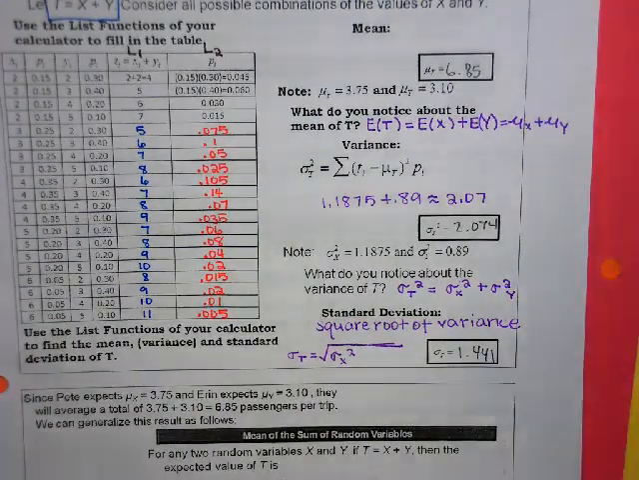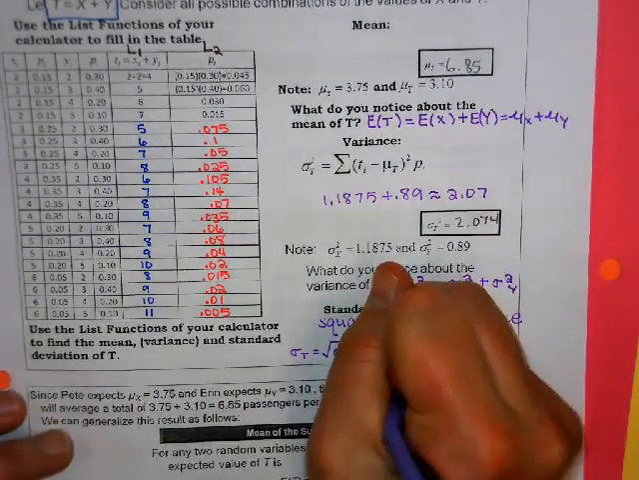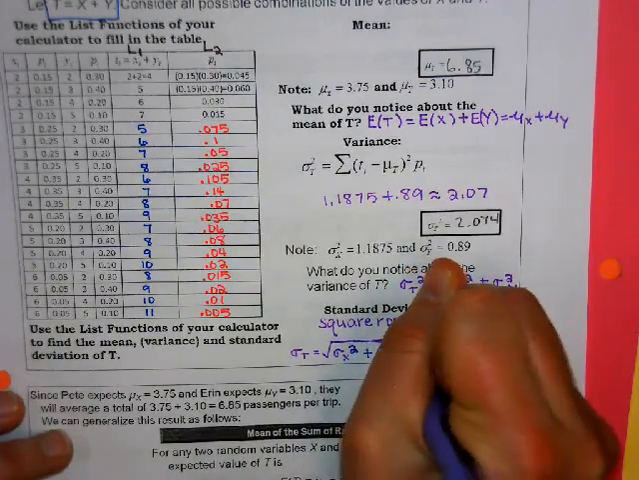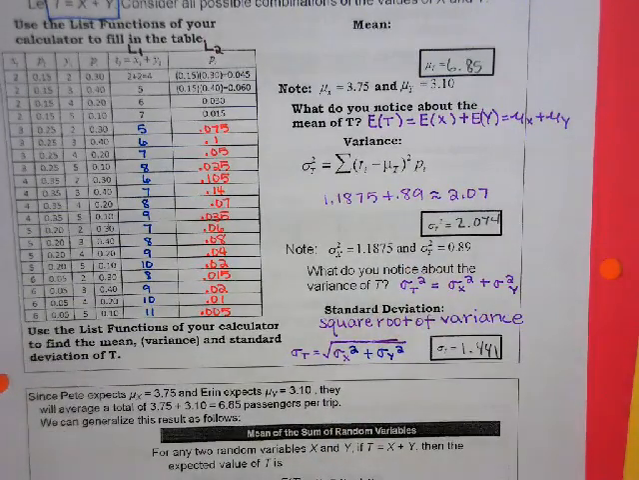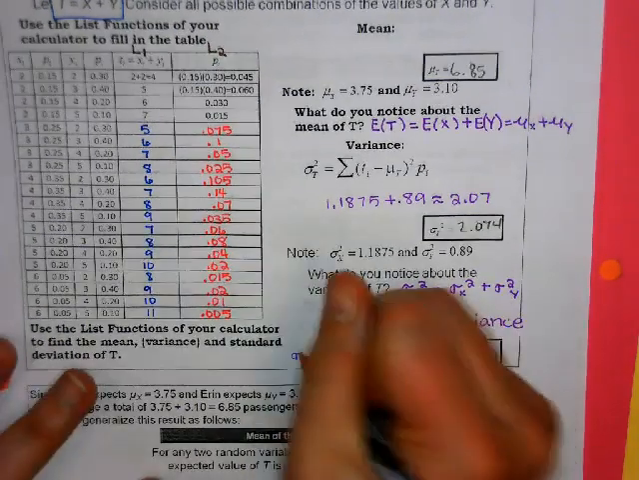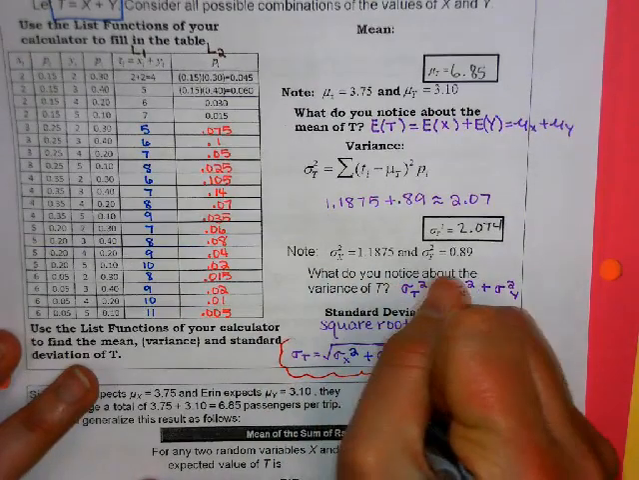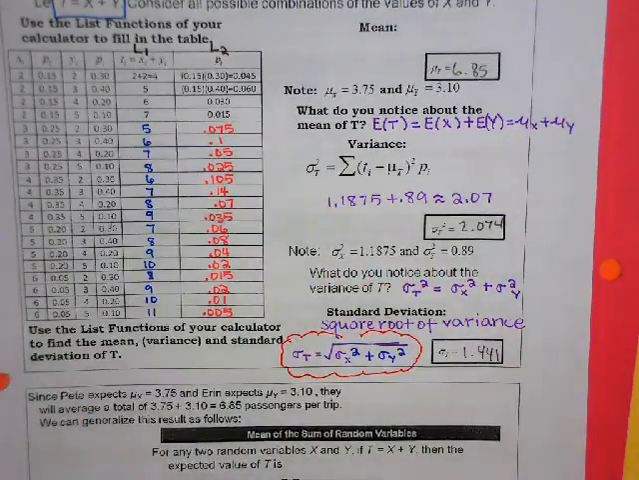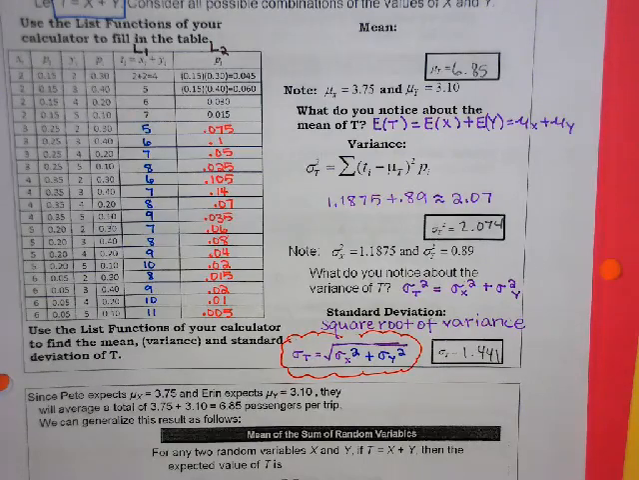That idea is very important. On your test, I'm going to ask you to add or subtract random variables. And I'm going to ask you to give me the standard deviation of the combination. And the only way you can find the standard deviation is if you add the variances first, then square root. I promise it'll be on there.